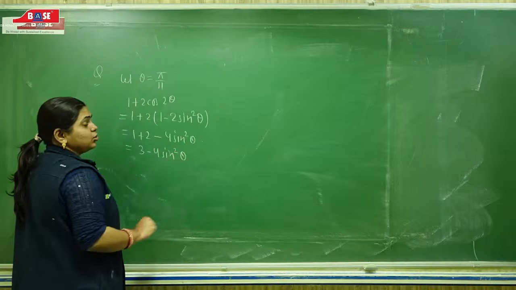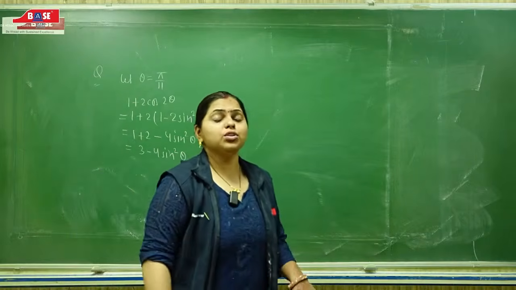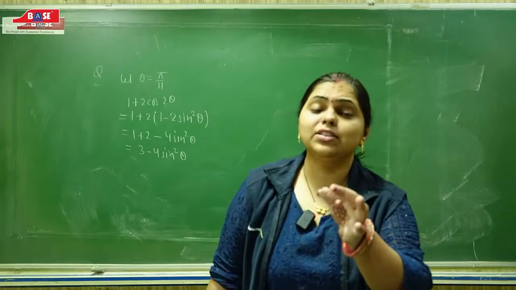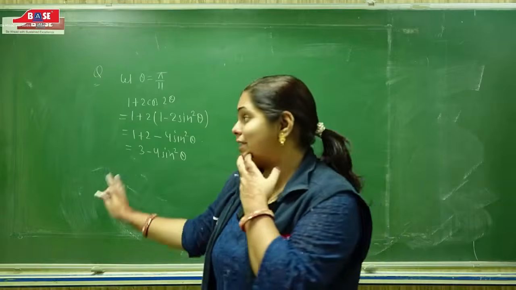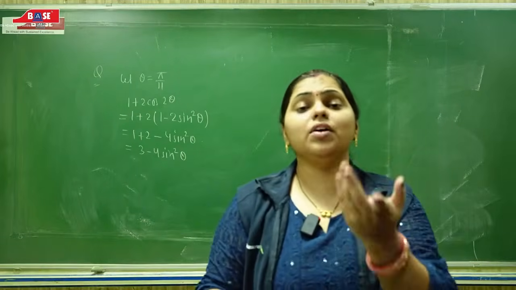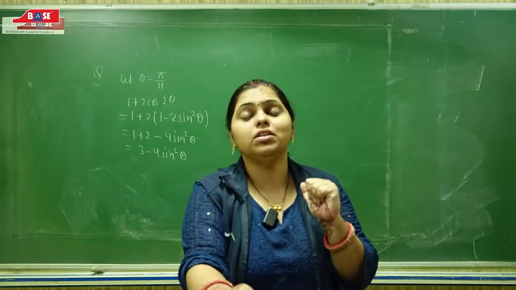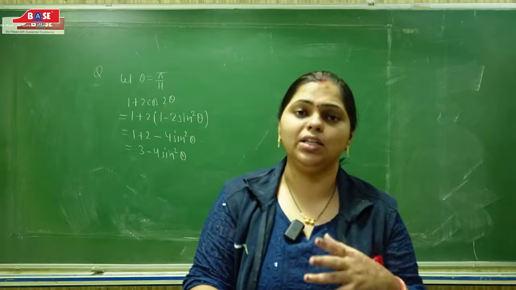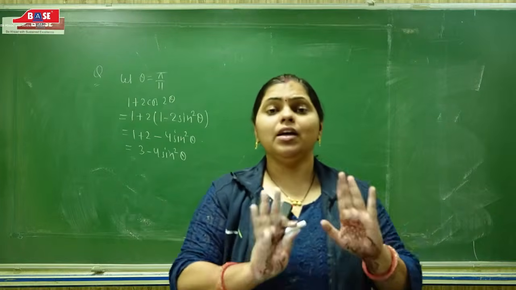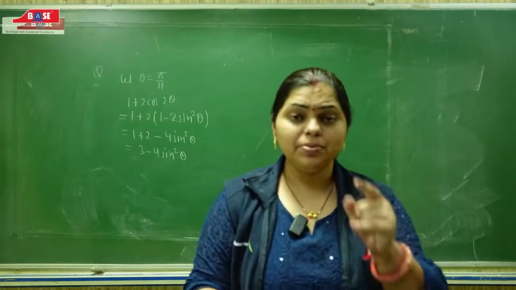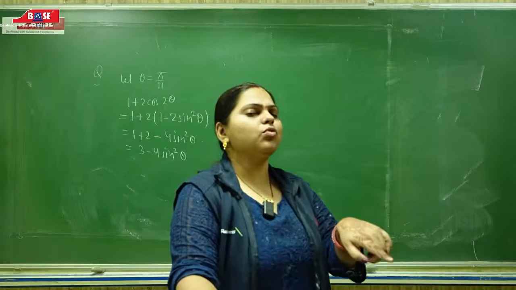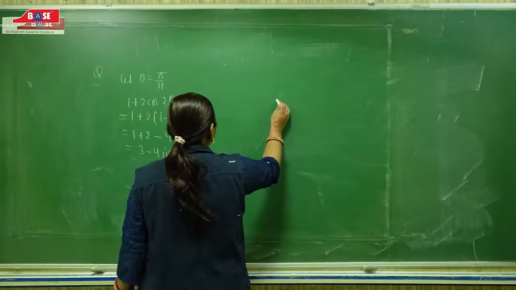Now looking at this, you should be very happy. Why? Because this formula you have done already. Not this 3 minus 4 sine square theta, but something more: 3 sine theta minus 4 sine cube theta. So if I multiply by sine theta, again this is a very good expression, right? Now I will explain why I have not started with 1 minus 2 cos 2 theta.